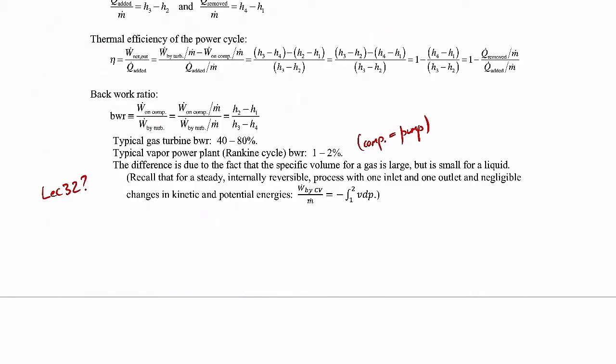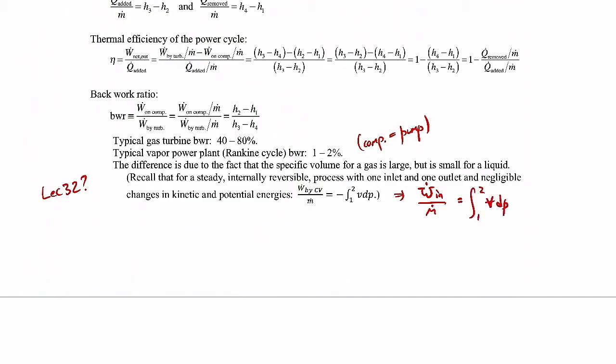You recall that when we started with the first law, combined it with the expression for heat transfer for a reversible process, if we were dealing with a steady flow that's internally reversible, one inlet, one outlet, and negligible changes in kinetic and potential energies, then the power generated in that flow was related to the specific volume times the change in pressure. Actually, I'm going to rewrite that to put it in terms of the compressor. So rather than being by the CV, I'm going to write it as W dot in to the CV. So when I change it from by to in, I'll get rid of the minus sign.